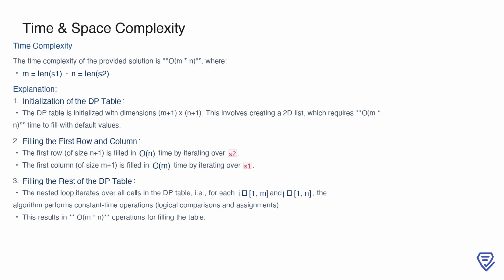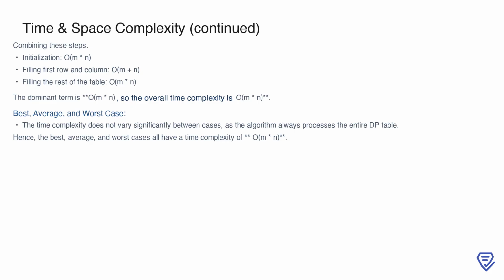Finally, the nested loop iterates through each cell of the DP table, performing constant time operations such as comparisons and assignments for each combination of indices i and j. Since this loop covers all m*n cells, the time required for this step is also O(m*n). Together, these steps contribute to the overall time complexity of O(m*n). Now, combining these steps, the initialization of the DP table takes O(m*n), filling the first row and column takes O(m+n), and filling the remaining cells of the table takes O(m*n). Among these, the dominant term is O(m*n), which determines the overall time complexity of the algorithm.